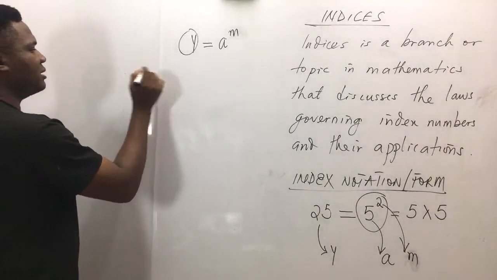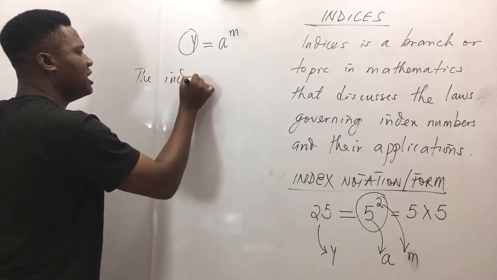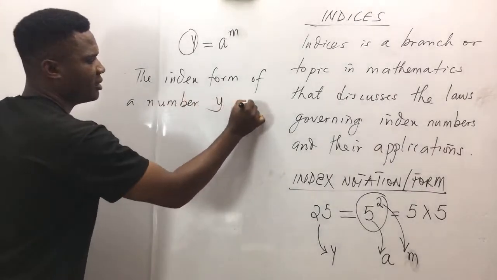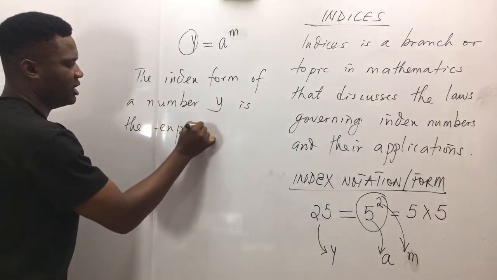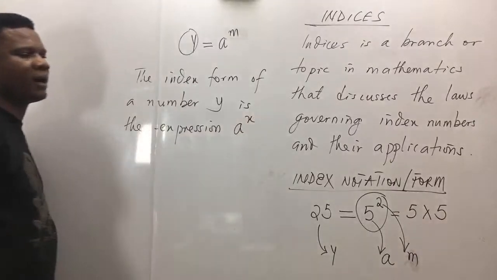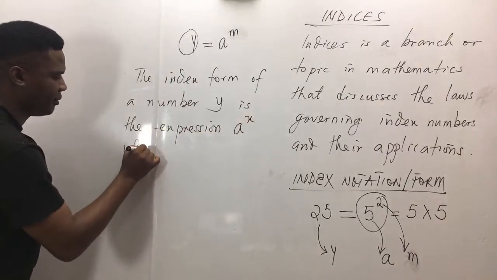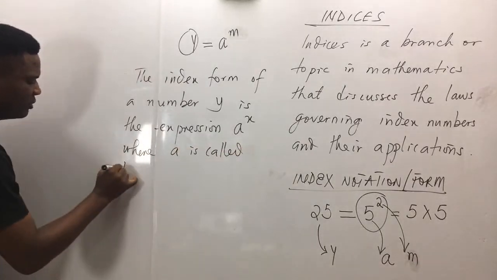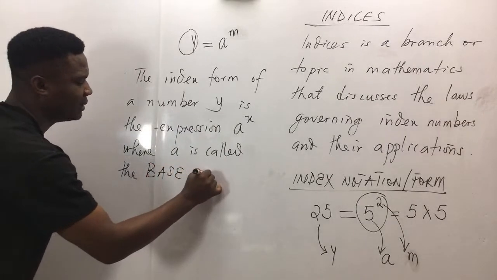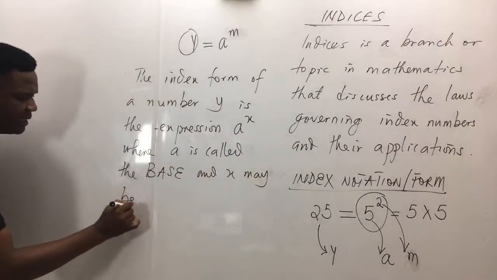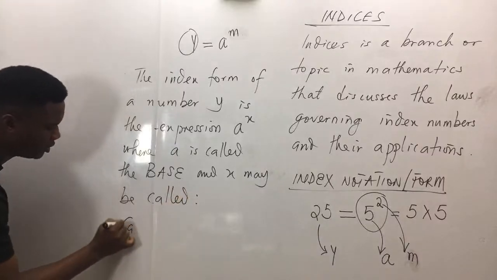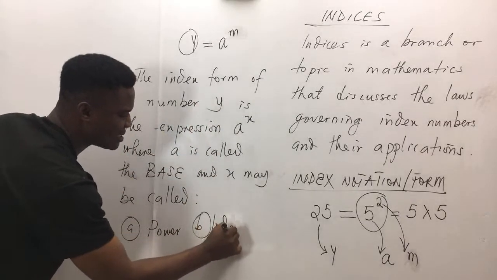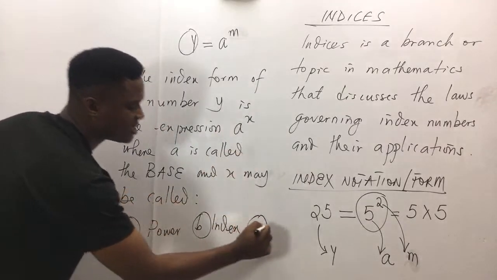Now please take note, if you want to explain what is the index notation or index form of a number, I'm going to say this: the index form of a number y is the expression a raised to the power x, where a is called the base, and x may be called: one, you could call x power; two, you could call x index; three, you could call x exponent.